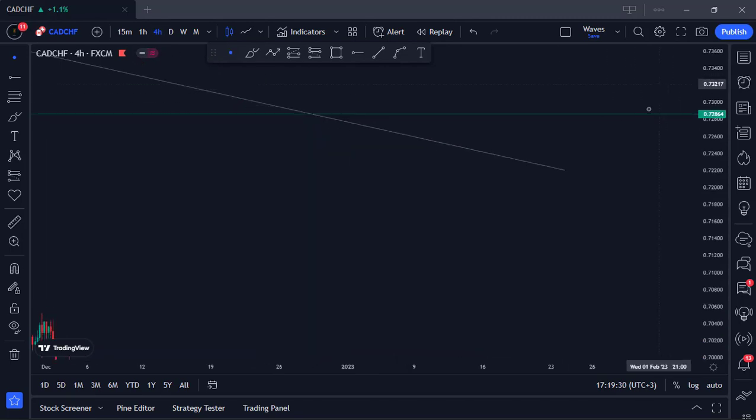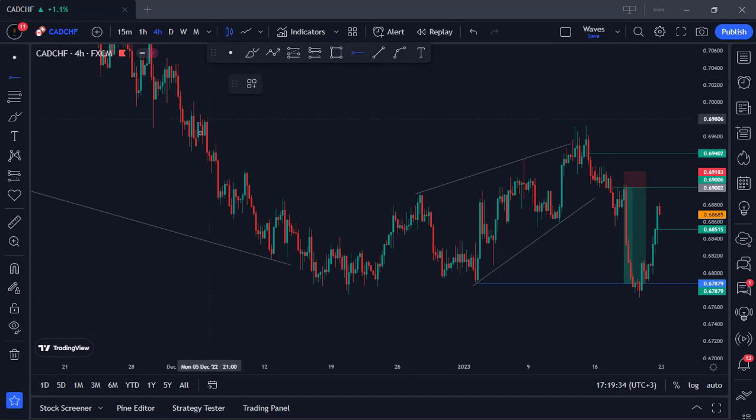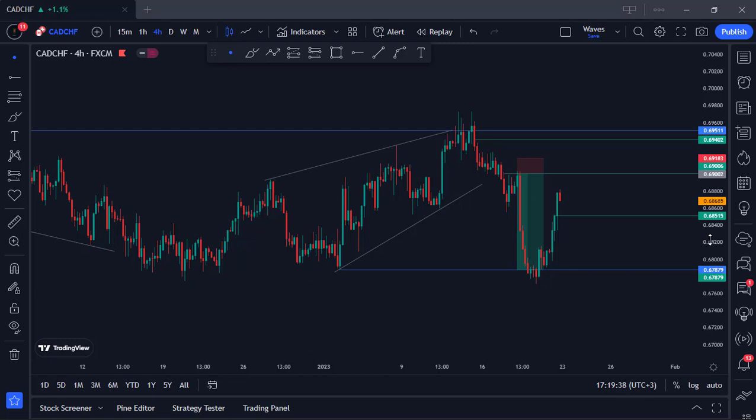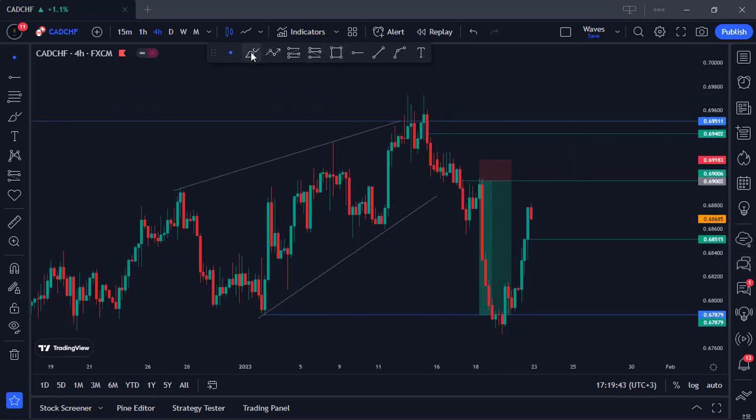Last week we had this pattern over here, which was a lovely one, and we had this key area to look at. I told you guys to wait for this push to the downside, followed by a correction to this value area, and then we take it to the downside. But you can see the price didn't give us that correction to our first value area.